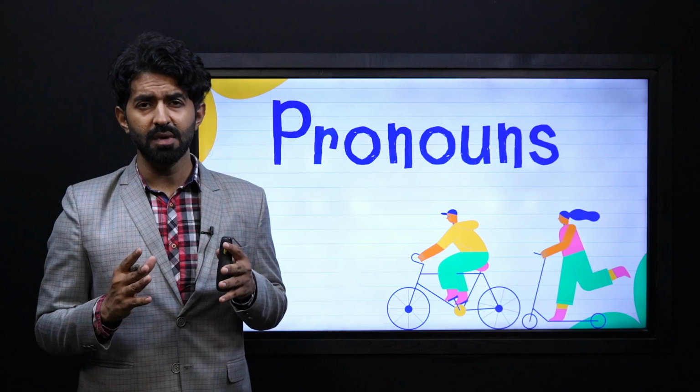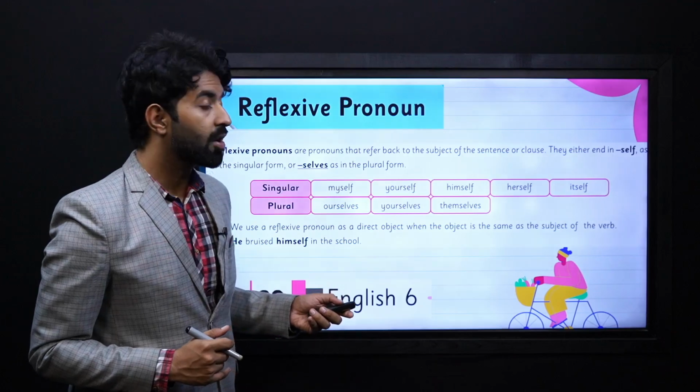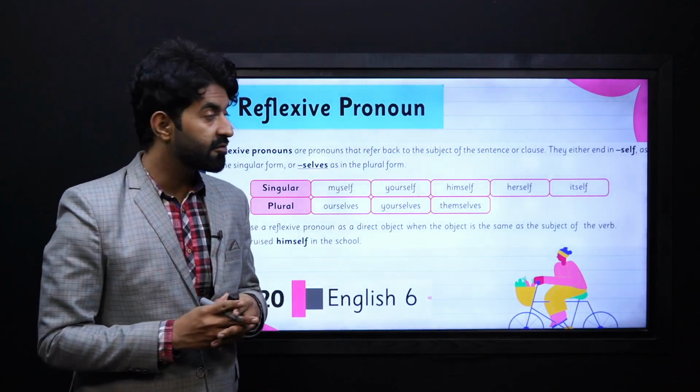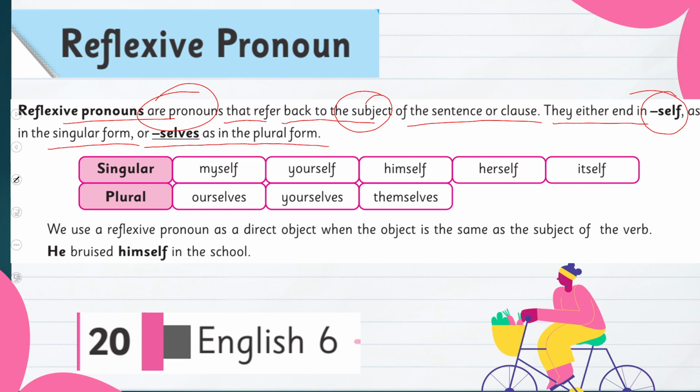Now let's talk about pronouns. Here, let's talk about the first, the reflexive pronoun. So this is also available in your book, page 20. Reflexive pronouns are pronouns that refer back to the subject of the sentence or clause. Now, they either end in self, as in the singular form, or selves in the plural form.